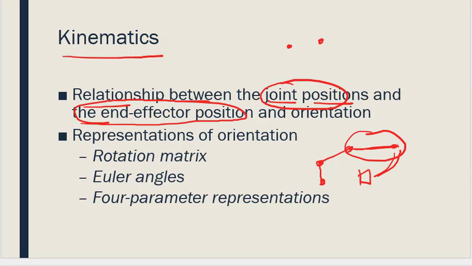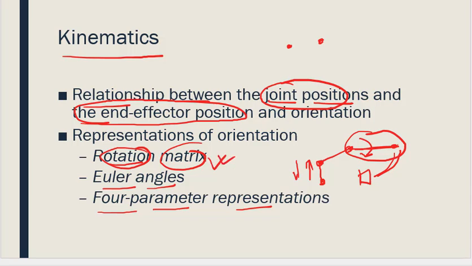If we look carefully, some links go up and down, for which we can use a prismatic joint. But some joints can rotate. We have to calculate the rotational matrix and Euler angle, and also the four parameter representation. We'll focus on the rotational matrix here.